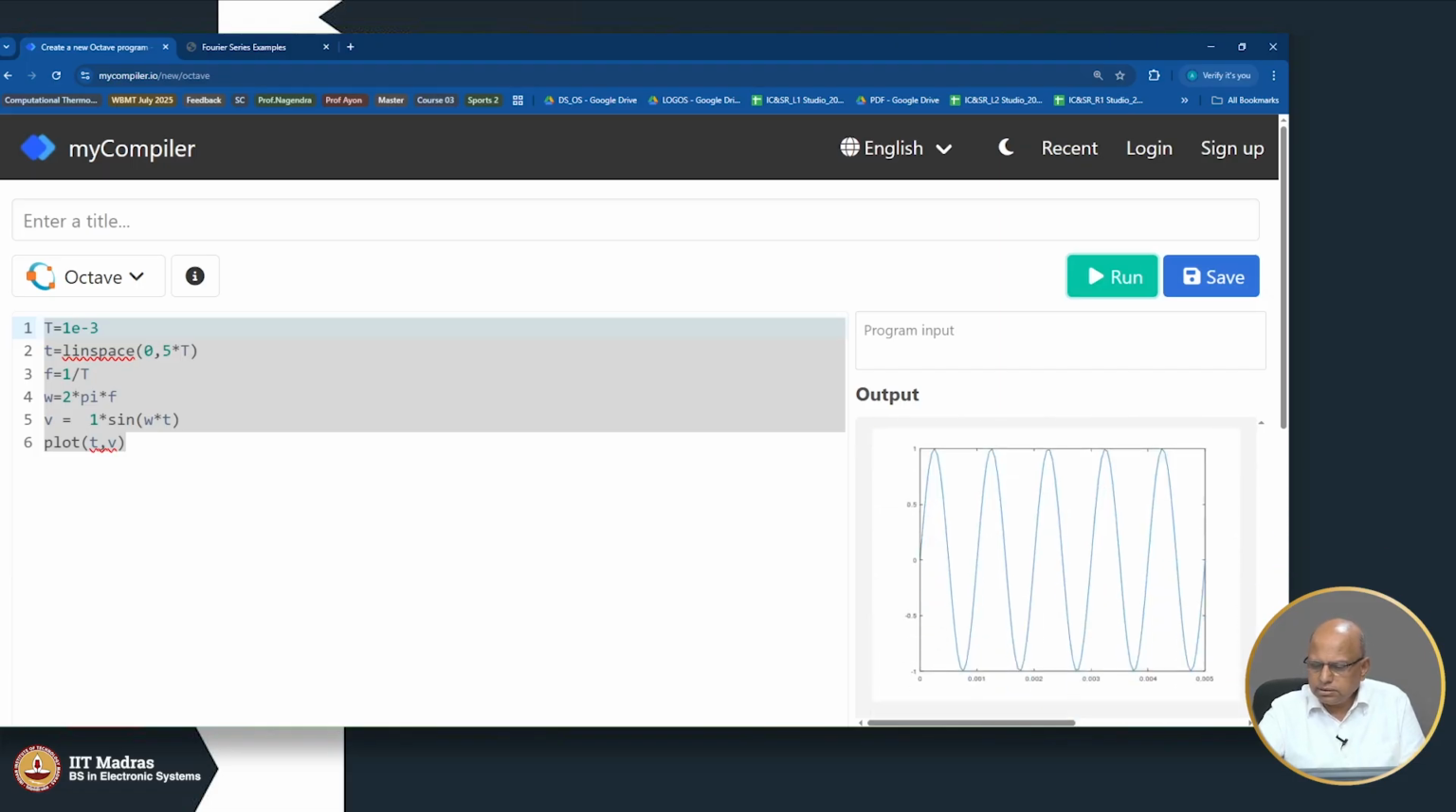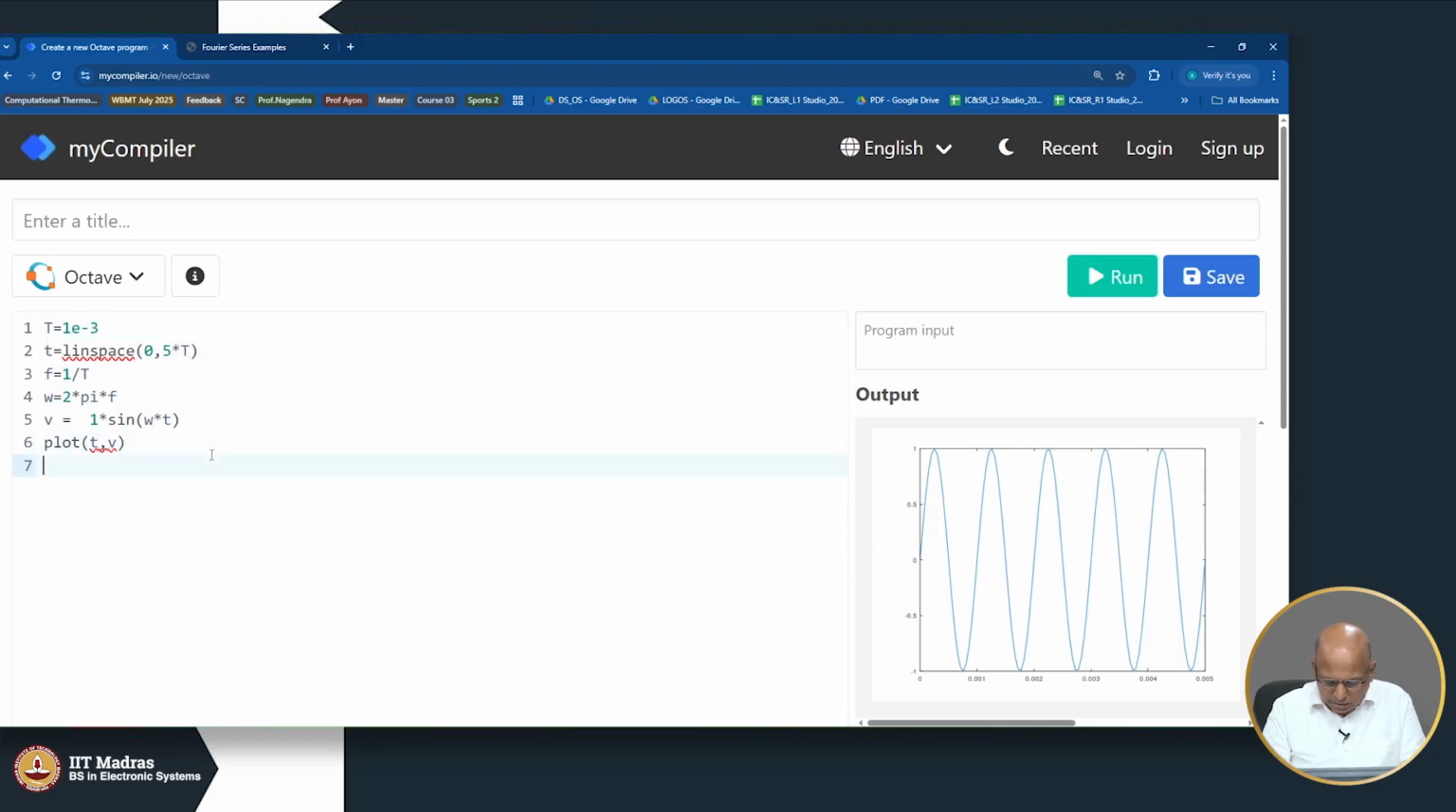I have plotted a simple sine waveform. I start from t equal to 0 and went up to 5 times t. t was 1 millisecond, so I went up to 5 milliseconds. So, there are 5 waveforms: 1, 2, 3, 4, 5. The peak value is 1 volt, and the frequency is adjusted to have a period of 1 millisecond.